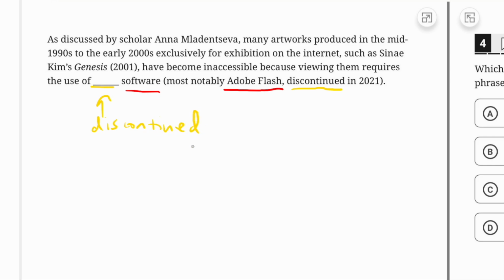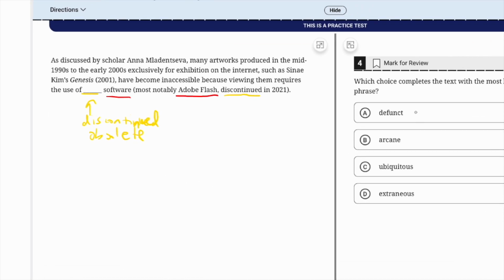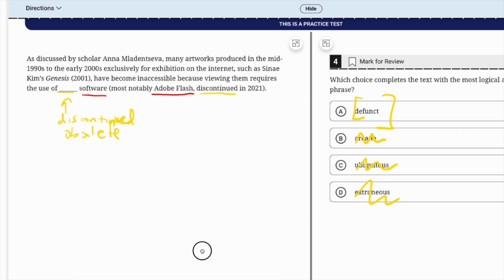Software that is, let's pretend that letter looks like a cross between an N and a U. Discontinued, obsolete, defunct. Defunct means not functioning, no longer functioning. Arcane would refer to something that is specialized or kind of esoteric, like arcane knowledge. Ubiquitous. Well, if the software were ubiquitous, it wouldn't be very hard to view these things because the software would be everywhere. And then extraneous means not necessary, superfluous, not needed.